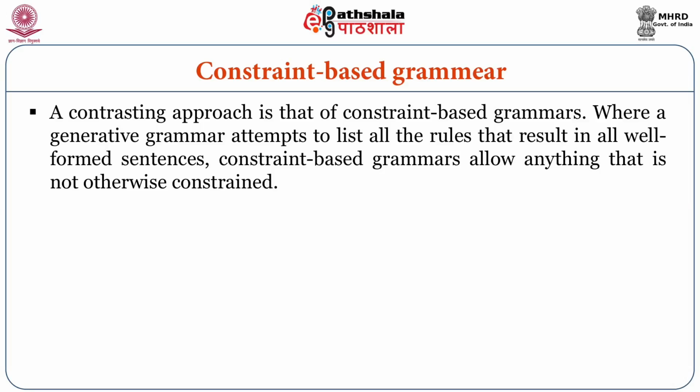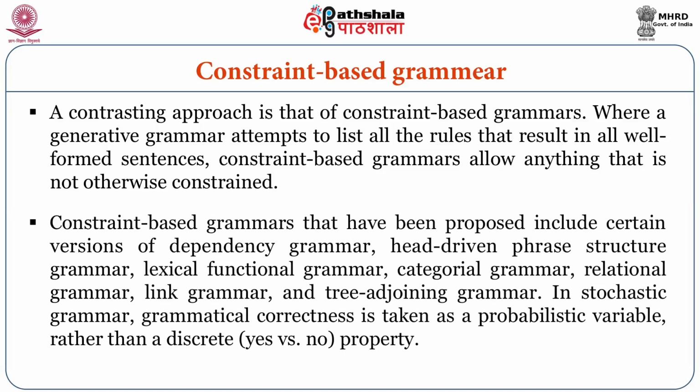A contrasting approach is that of constraint-based grammar, where a generative grammar attempts to list all the rules that result in all well-formed sentences. Constraint-based grammars allow anything that is not otherwise constrained. Constraint-based grammars that have been proposed include certain versions of dependency grammar, head-driven phrase structure grammar, lexical functional grammar, categorial grammar, relational grammar, link grammar, etc.